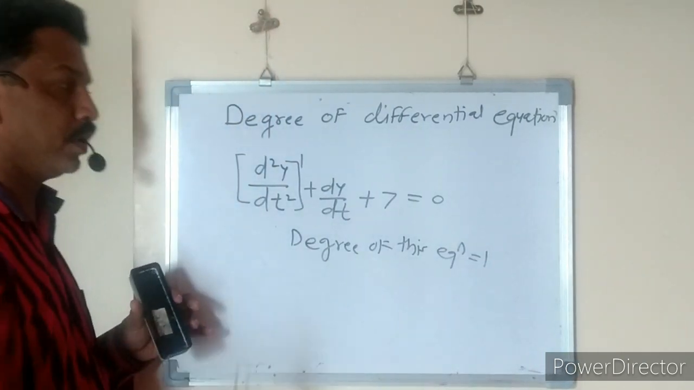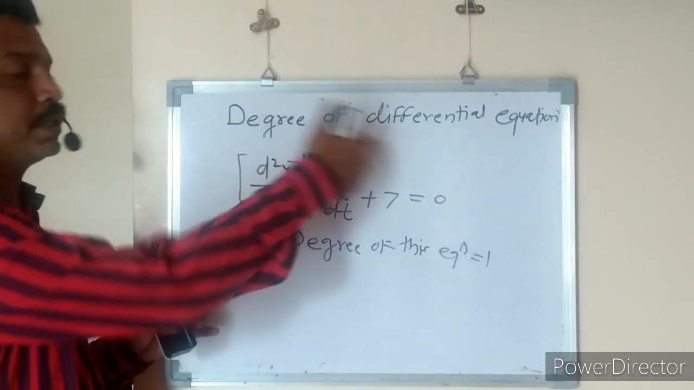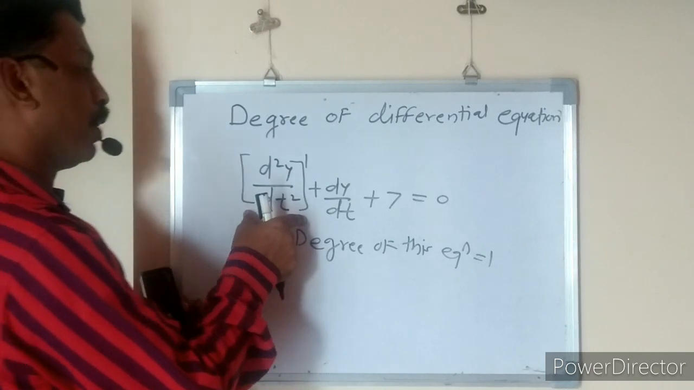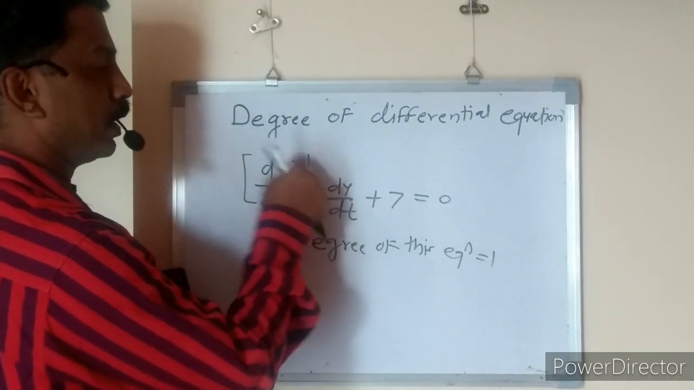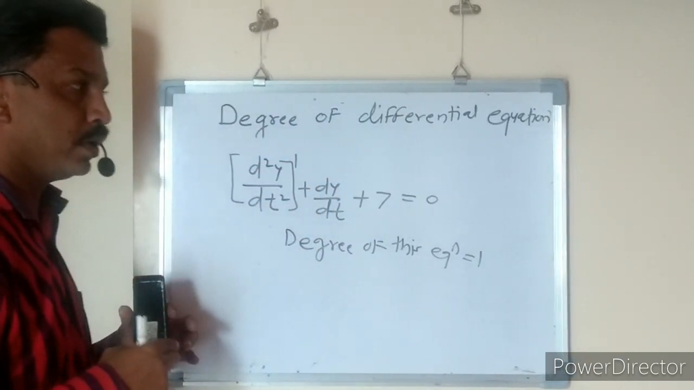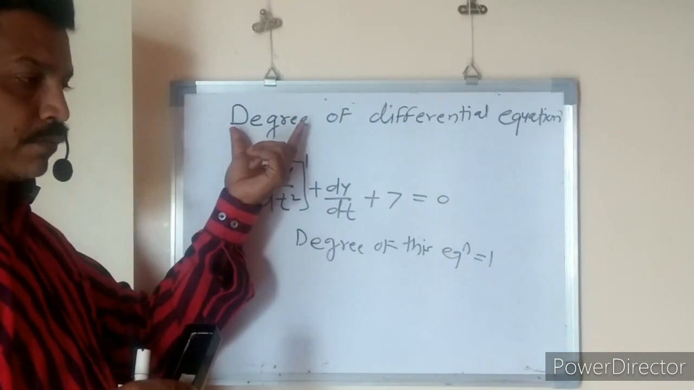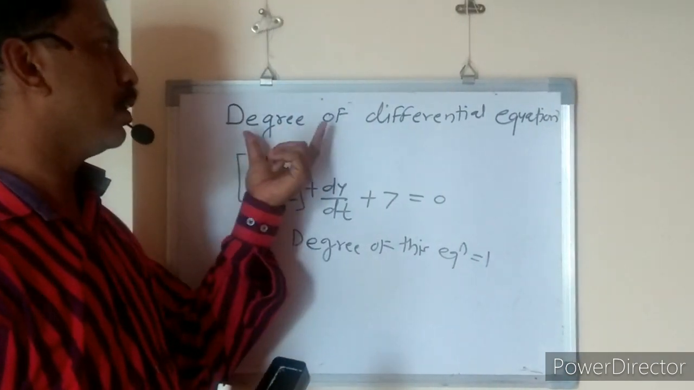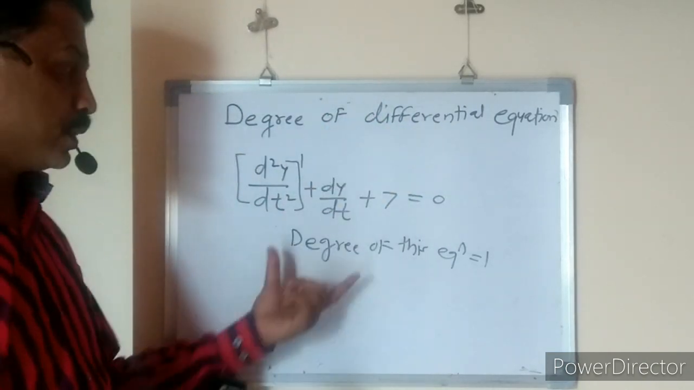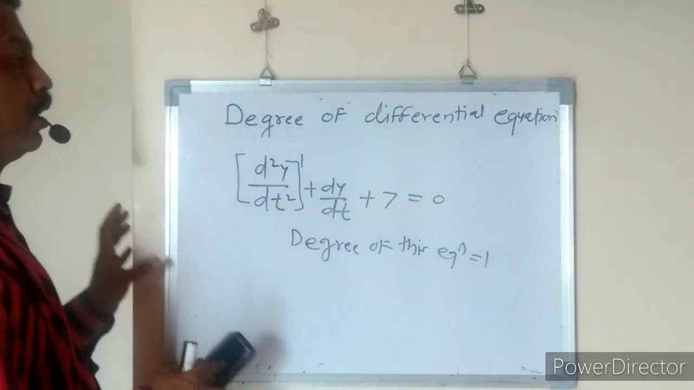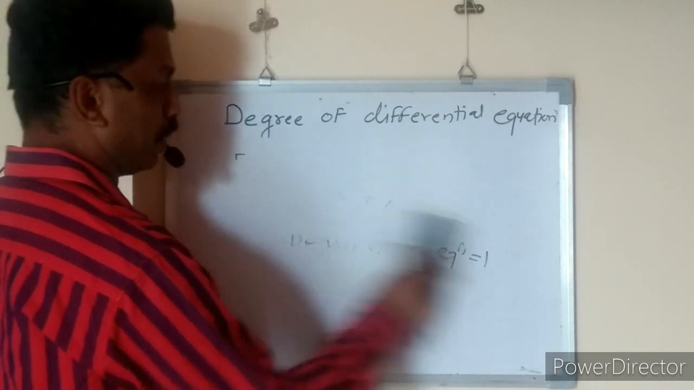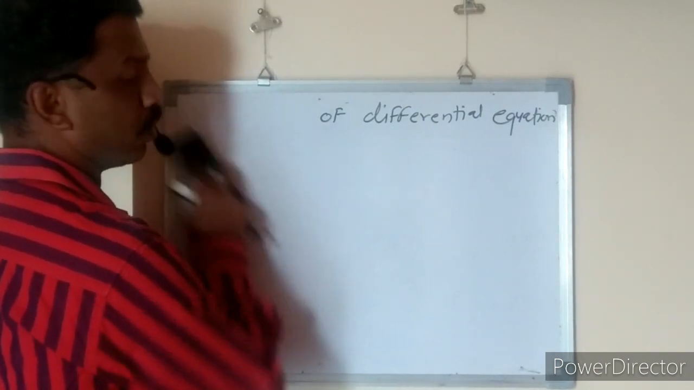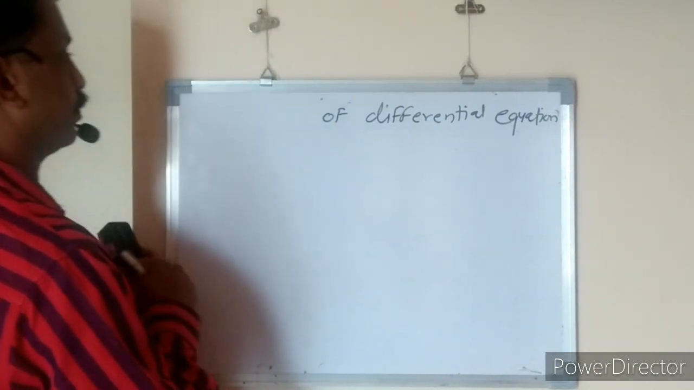is 1. The power of the highest order derivative is 1; here there is nothing written, which means the power is 1. Therefore the degree of this differential equation is 1. Now we take the next part, that is the order of differential equation.